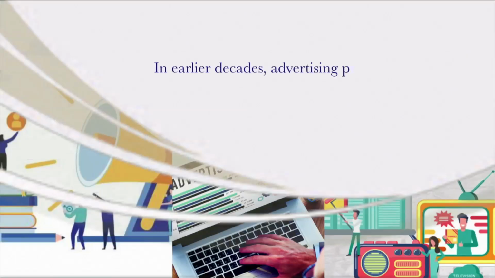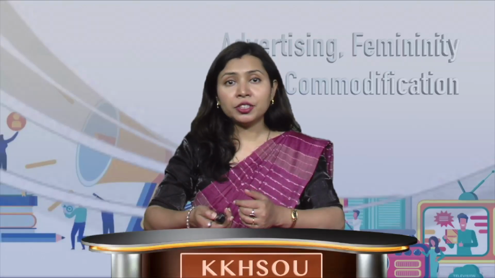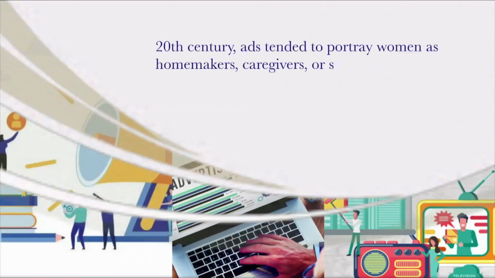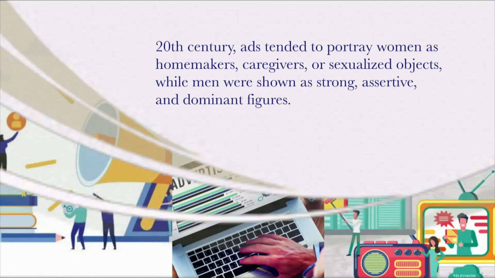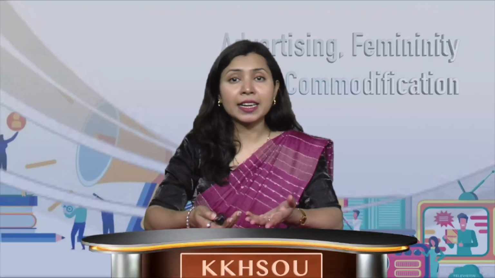So when we take a look at the historical context of advertising, we can see that in the earlier decades, advertising predominantly depicted rigid gender roles. As we have discussed, they often presented men and women in stereotypical ways. In the 20th century, they also tended to portray women as homemakers, caregivers, or sexualized objects, while men are shown as strong, assertive, and dominant figures. These depictions served to reinforce traditional gender norms.